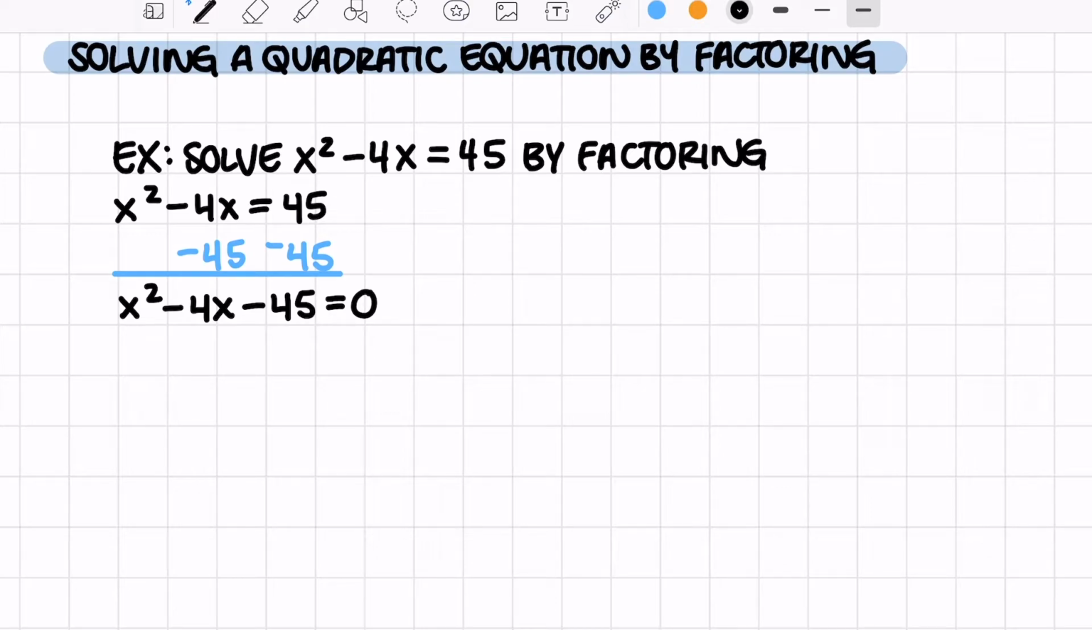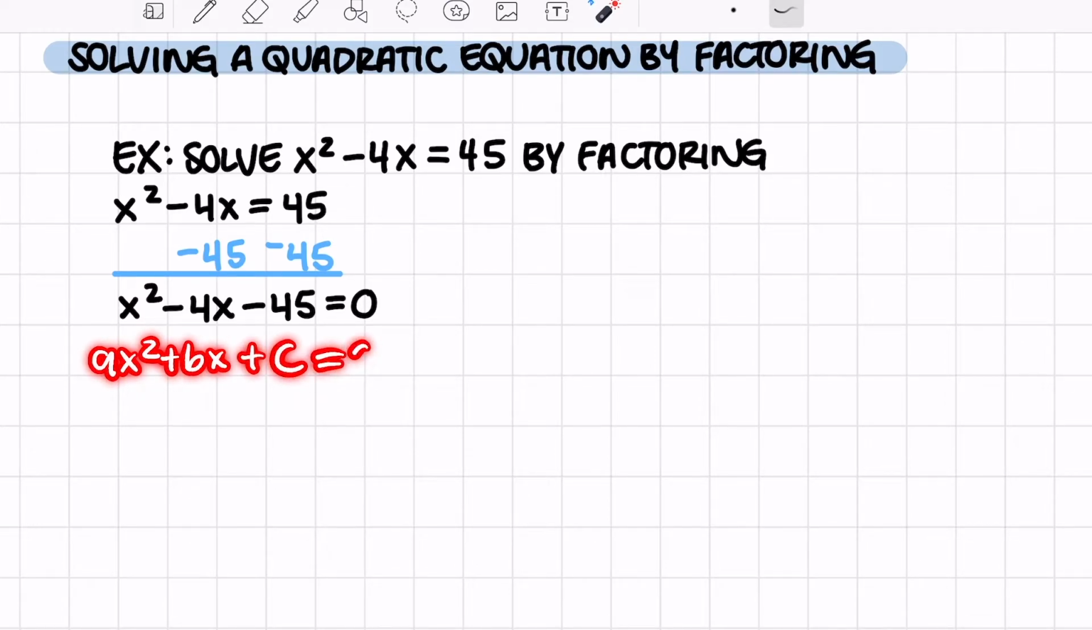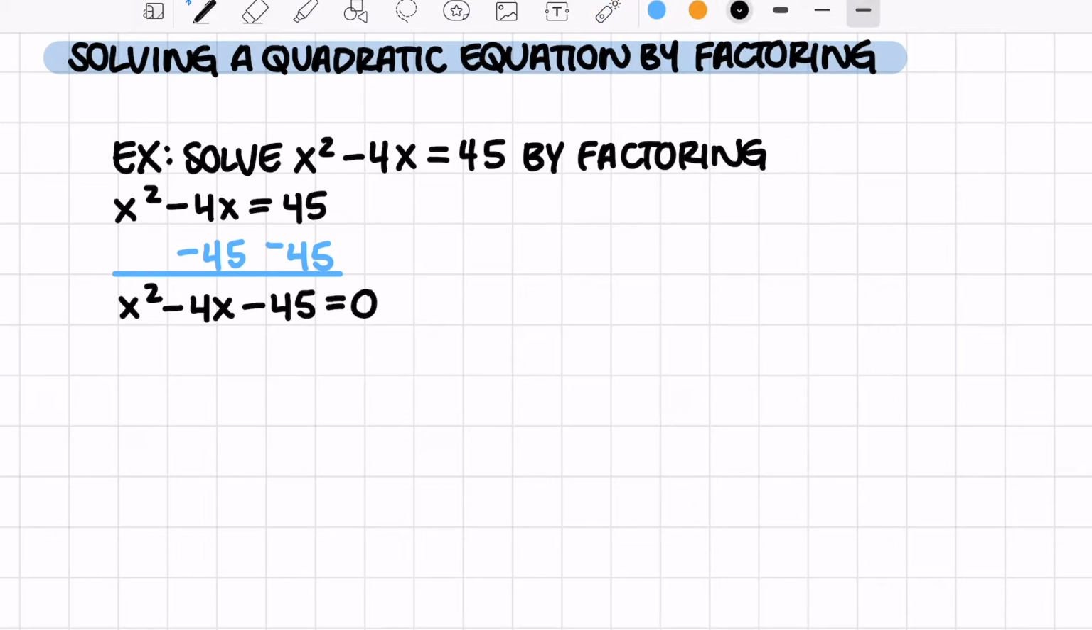Then from there, because I have my ax squared plus bx plus c format, I can identify my a value, b value, and c value, and then factor out. And if you don't remember how to factor, let's go through a little review.